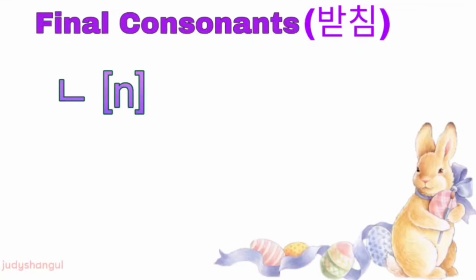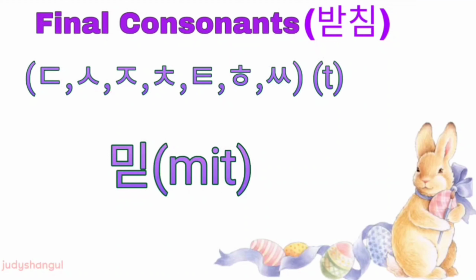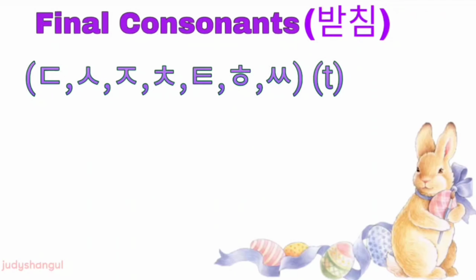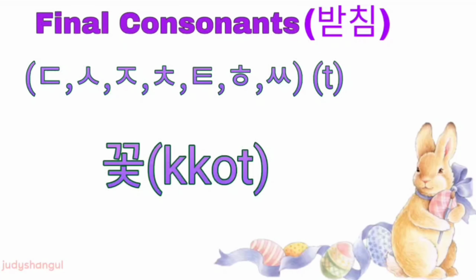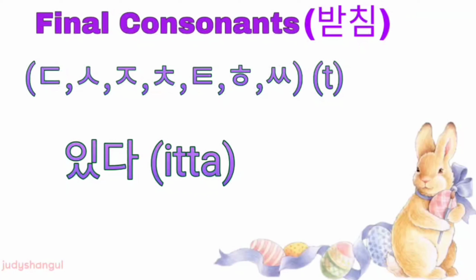니은, N sound, 한국, 잔. 디귿, 시옷, 지읒, 치읓, 티읕, 히읗, 쌍시옷 all make a T sound as final consonants. 듣, 밑, 꽃, 셋, 낫, 밭, 있다.